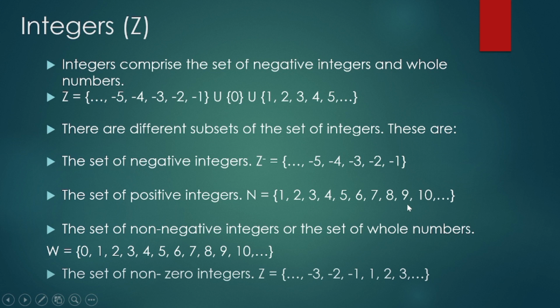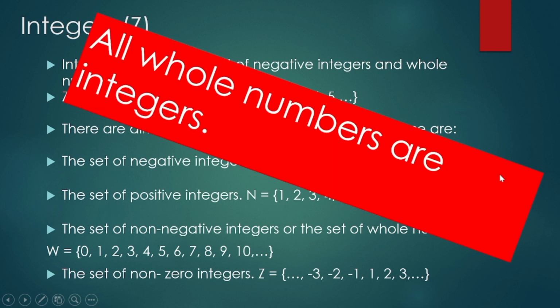So, meron pang pahabol, the set of non-zero integers. So, ito naman yung ating mga non-zero integers. Ayan. So, all whole numbers are integers and that is correct. We cannot say that integers is a whole number. So, hindi po pwede na. Okay?